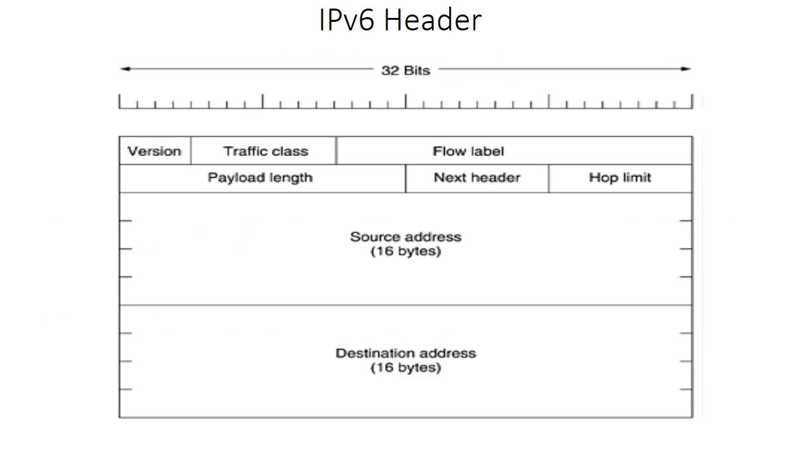Now let's have a look at the IPv6 header. It is a 32-bit header representation, and the main fields are version, traffic class, flow label, payload length, next header, hop limit, source address and destination address. We will look at them in detail one by one. What do you mean by version? The version field specifies the IP version. For IPv6, the version number will be 6.